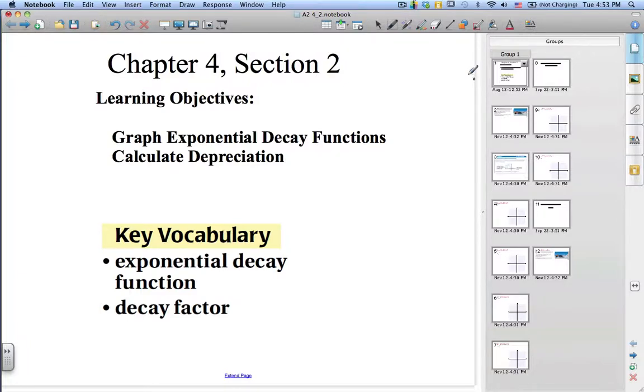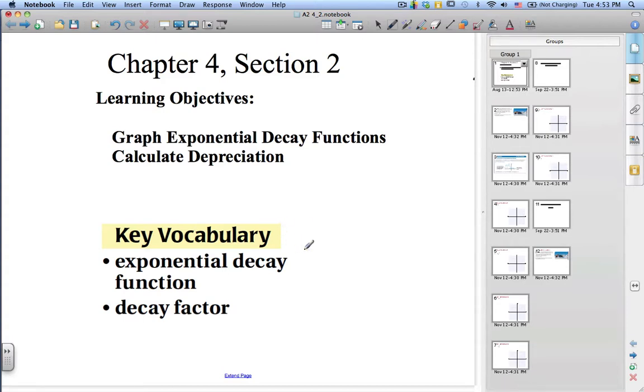In section 4.2, we're going to take what we learned in graphing exponential growth functions and graph very similar functions, exponential decay functions. Together, those two different types are the exponential functions. And then also we're going to use the exponential decay model to calculate depreciation, much in the same way that we use the exponential growth model to calculate compound interest.